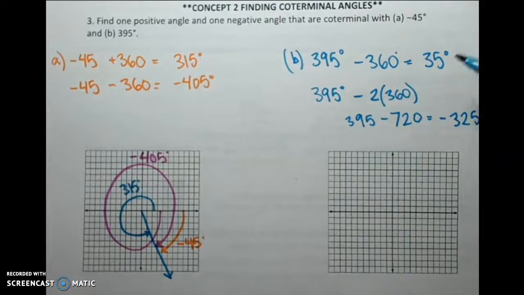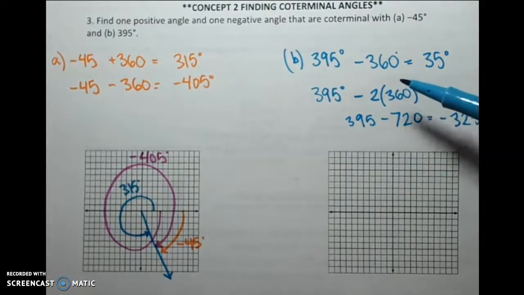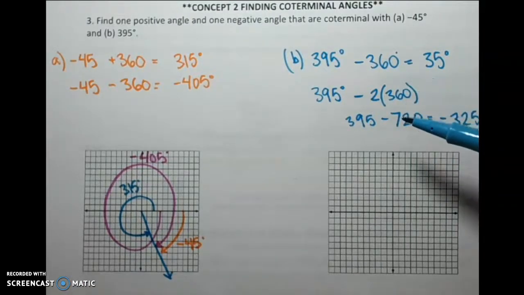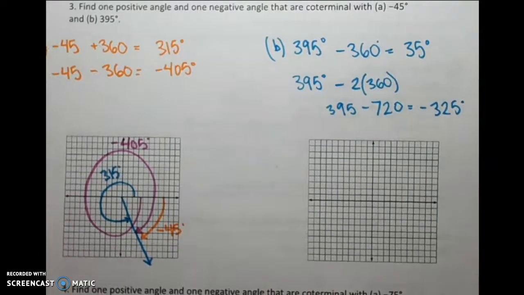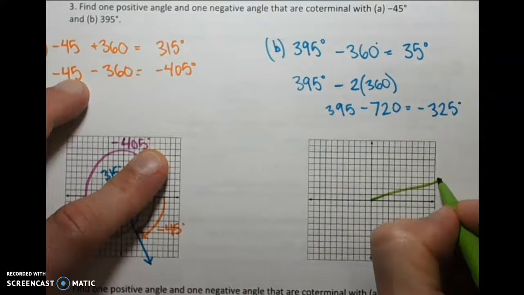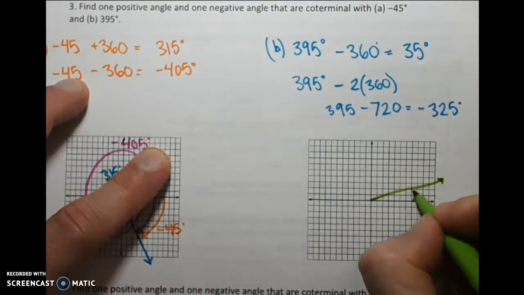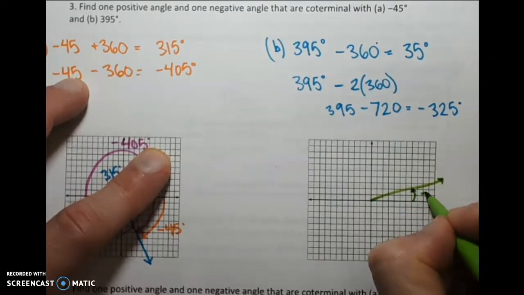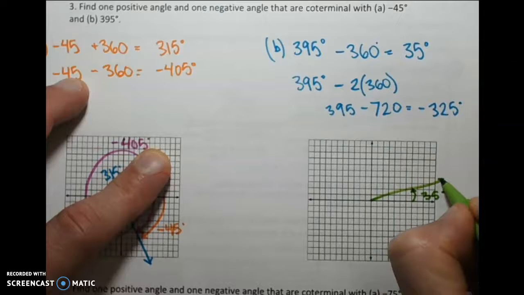Because I subtracted 360 the first time and I still got a positive, I had to double it to get to the negative. Alright, so now I have those two, and here we go. Let's go ahead and start. I'll just do this color here. 35 degrees, so that's about right there.